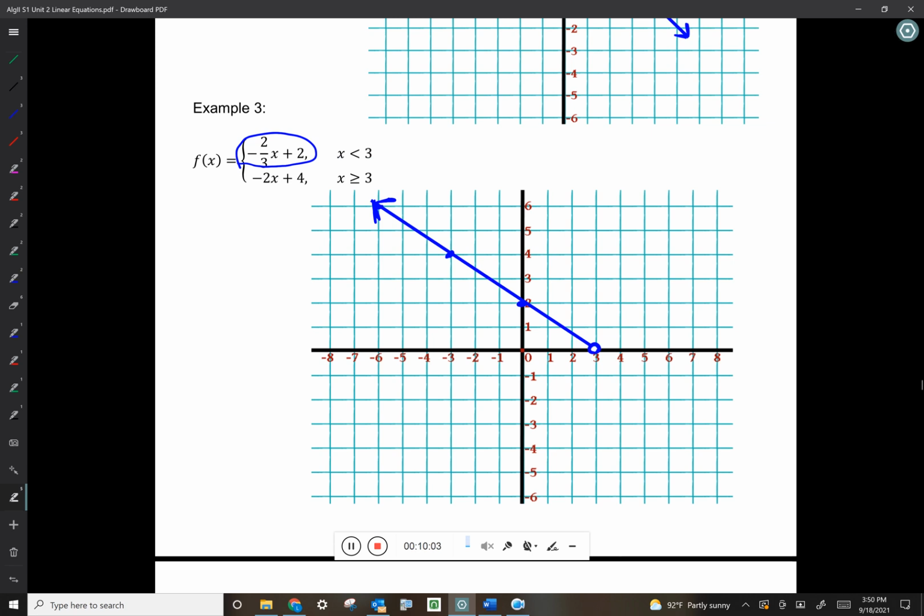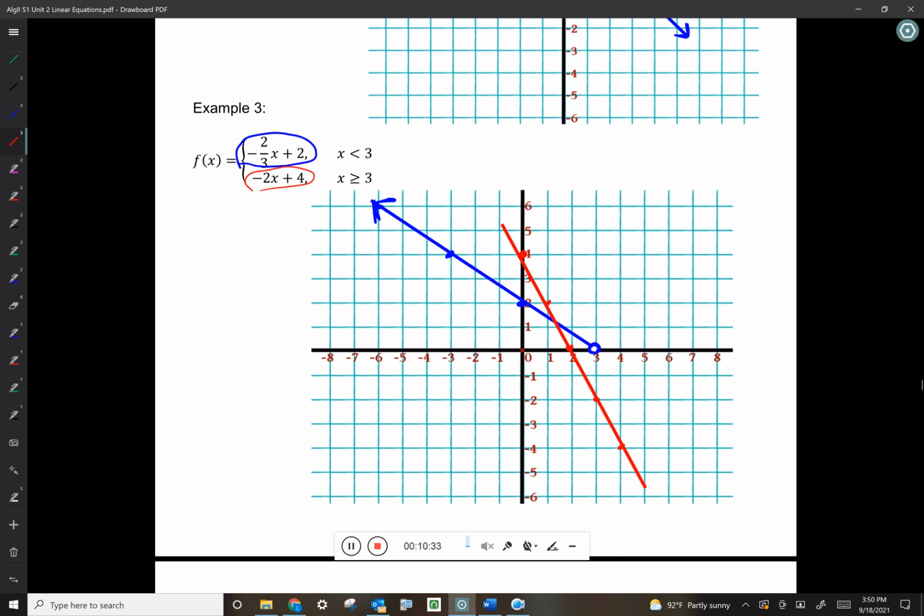And now for my second equation, I'm going to look at negative 2x plus 4. So ignore what's there. Y-intercept of 4, negative 2 over 1, negative 2, and so on. So if I were to draw this line, negative 2, it would do something like this. All right.